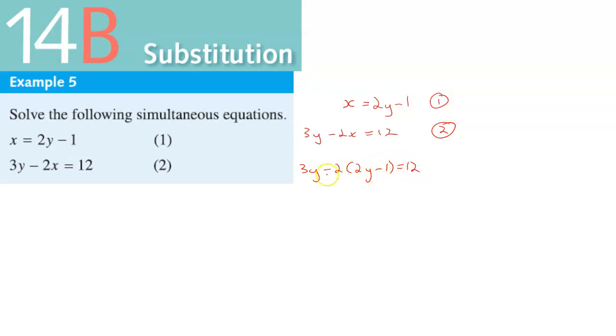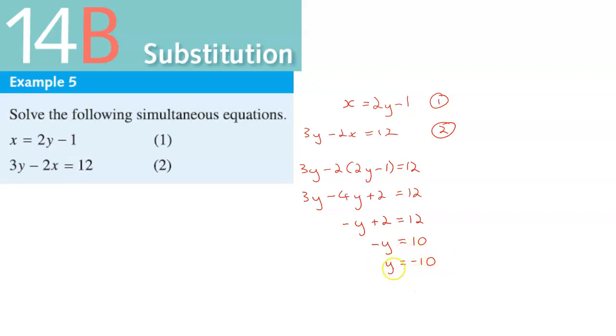Expand the brackets, be careful with the negative. Collect my like terms. Subtract 2 from both sides. If negative y is positive 10, I can multiply both sides by negative 1.